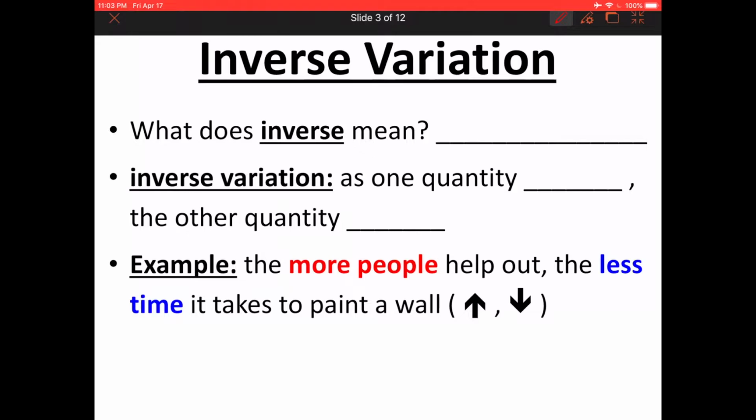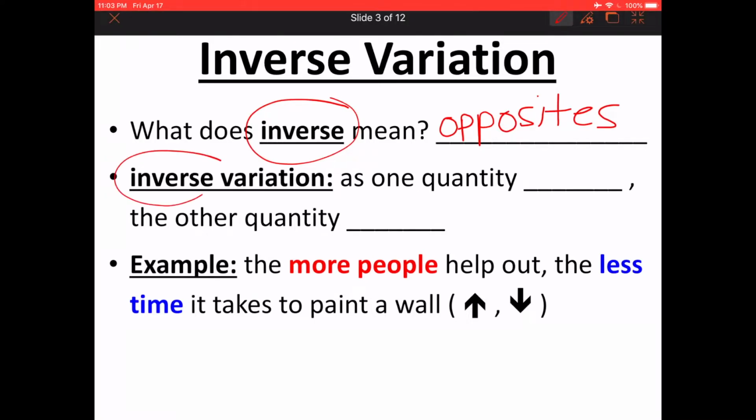Inverse variation is what we are going to be looking at today. And that word inverse, especially when we use it mathematically, refers to opposites. Okay, when you see the word inverse, we're talking about opposites. So in inverse variation, as one quantity goes up, the other quantity goes down.